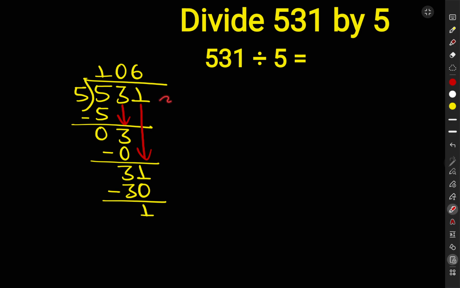So now we have no other number to put down. So we take a decimal here so that we put 0. So it is 10 and 5 times 2 is 10. On subtracting we get 0. So 531 divided by 5 is 106 decimal 2.